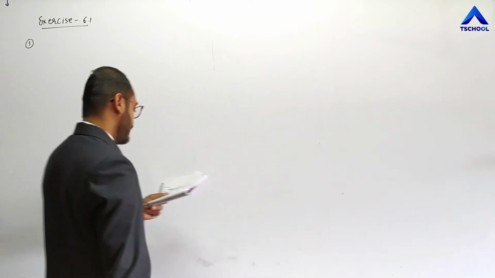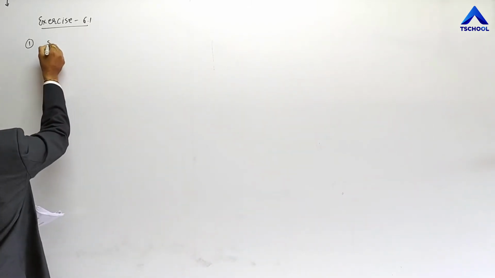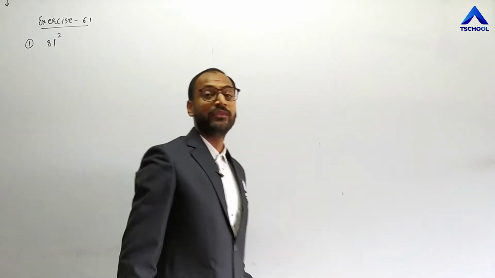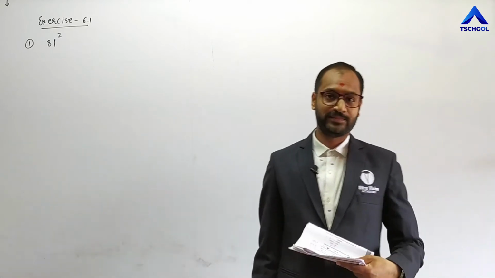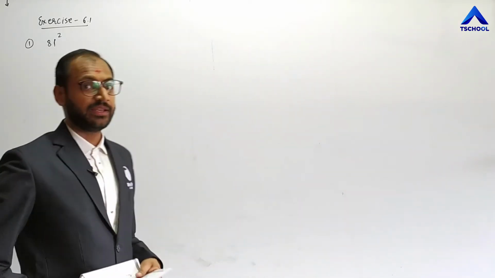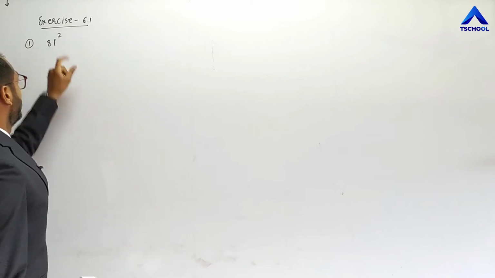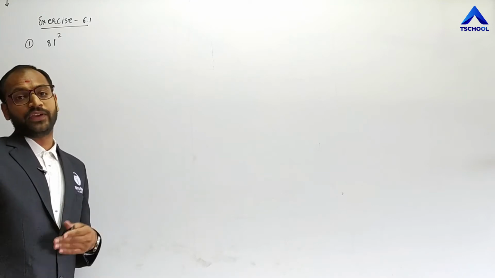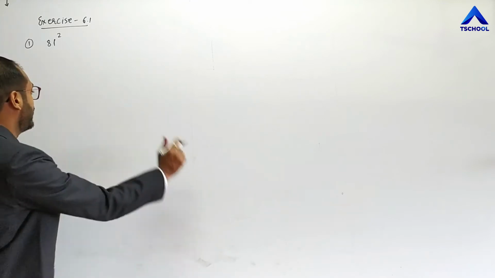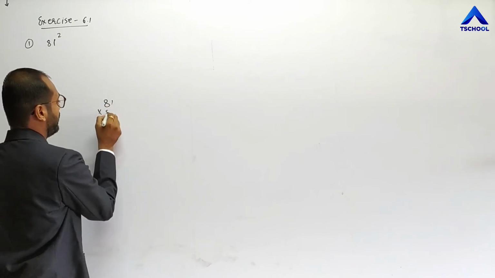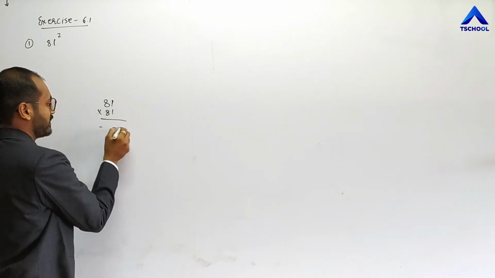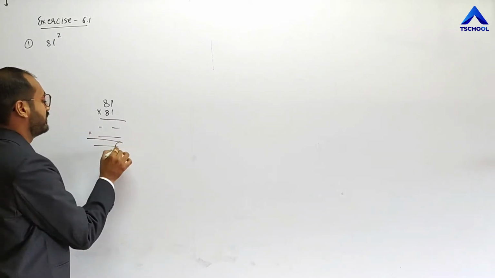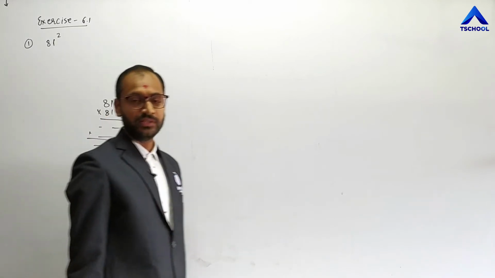So the first number is 81. When we find the square of 81, what will be the unit digit of that answer? This is our main question. To find the square of 81 is very difficult, because we have to multiply 81 with itself, that means 81 multiplied by 81, and then do some multiplication and addition to find the answer. And then we will find the unit digit of the given multiplication.